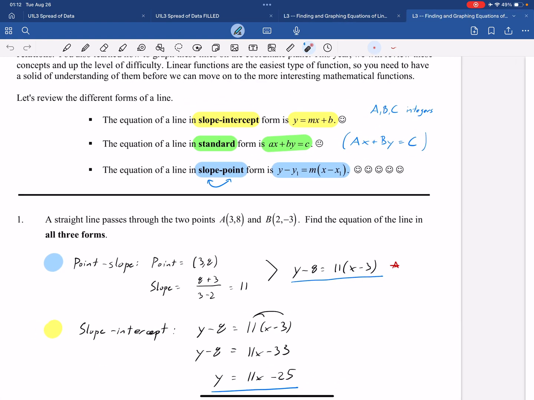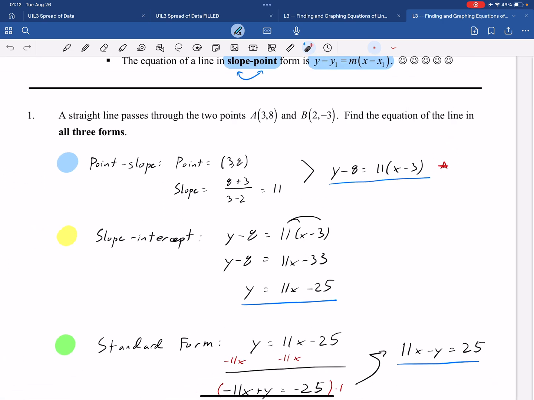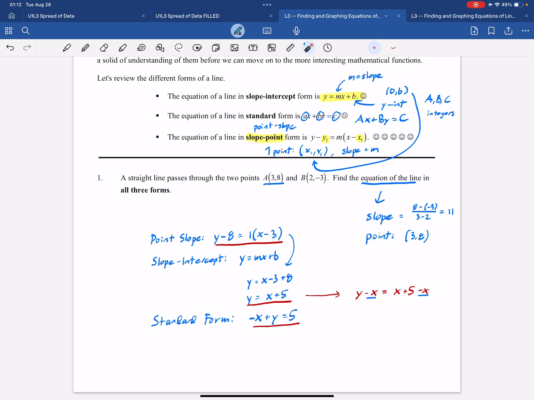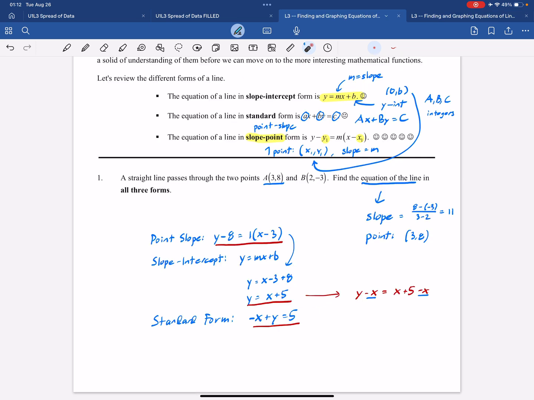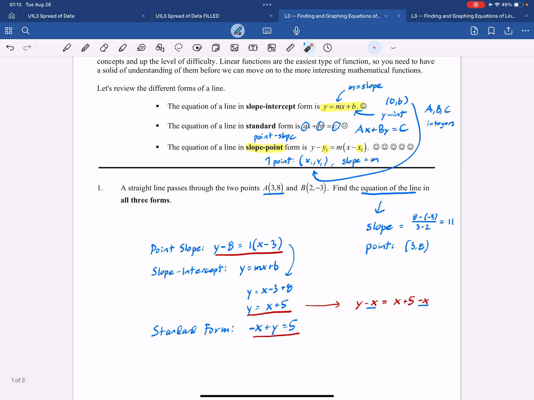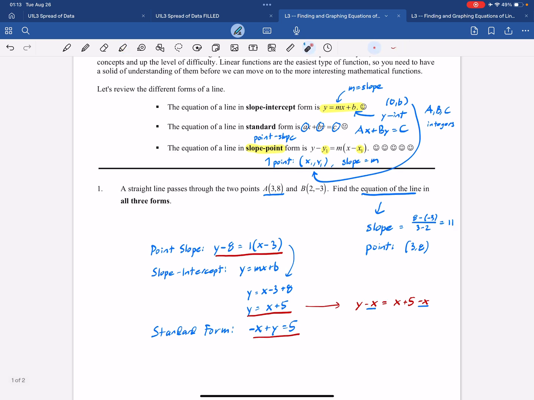Let's just check. Did we get the same thing a couple years ago? Y minus 8 equals 11 times x minus 3. Oh, yes, I'm glad I caught this, guys. You guys probably caught this too. Okay, my slope, I computed it correctly, but I didn't write it correctly. Oh, man. So that's going to be an 11.